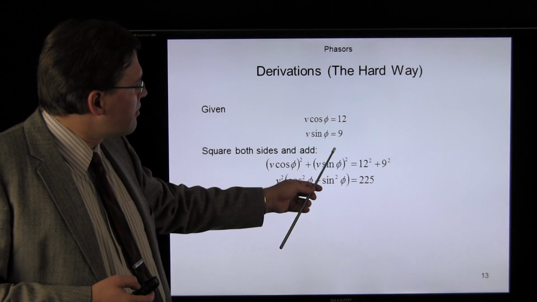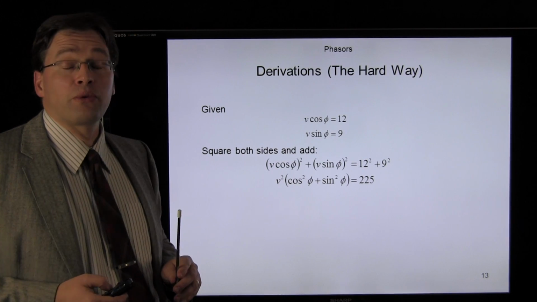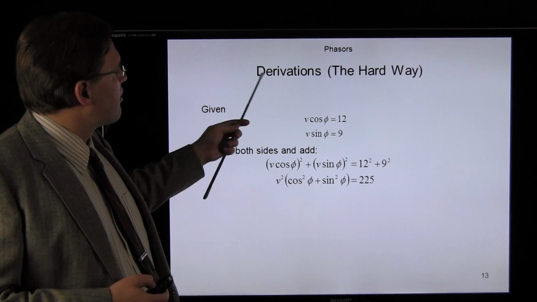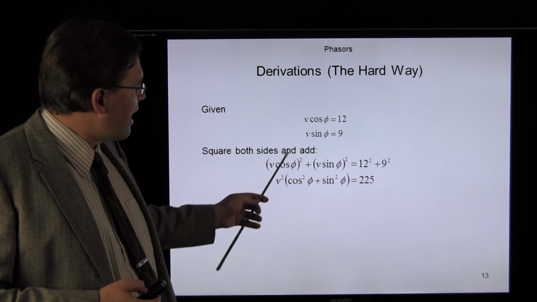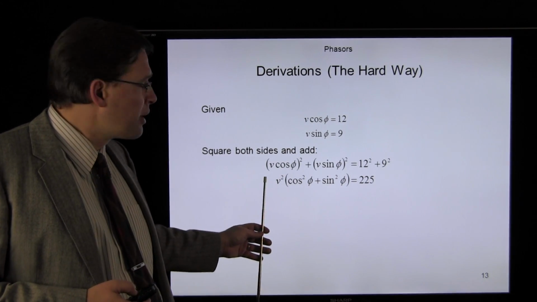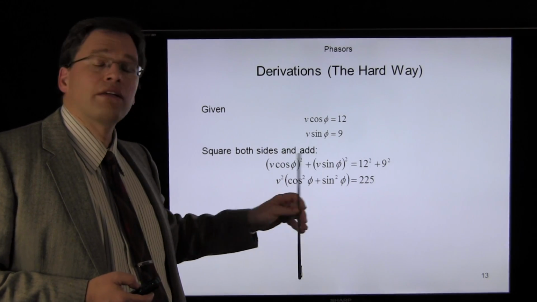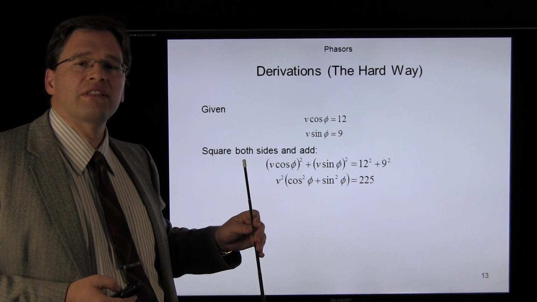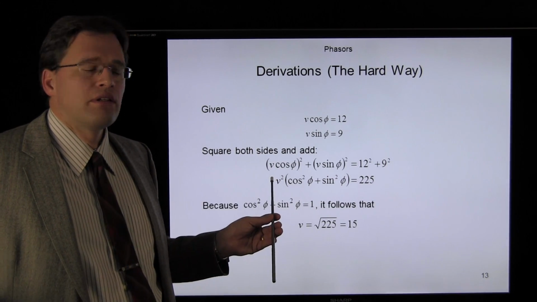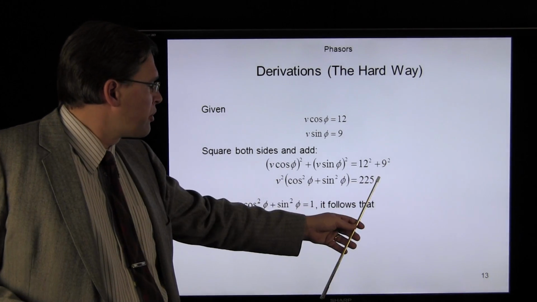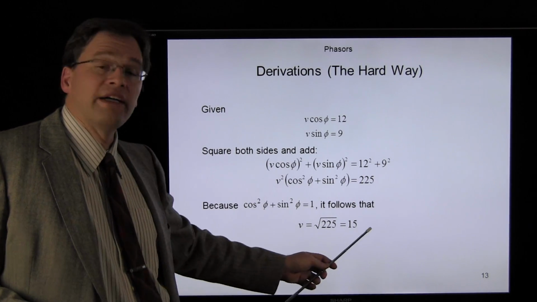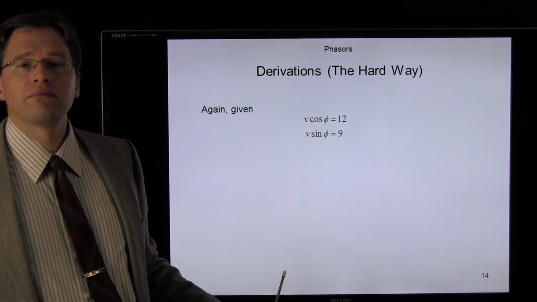Well, the sum of the squares of the right-hand side is just 225. If I square the left-hand side and add them, I get a common factor of nu squared, and, oh wait a second, cos squared plus sine squared is 1. So I get nu squared is equal to 225. Take the square root of both sides, nu is equal to 15.